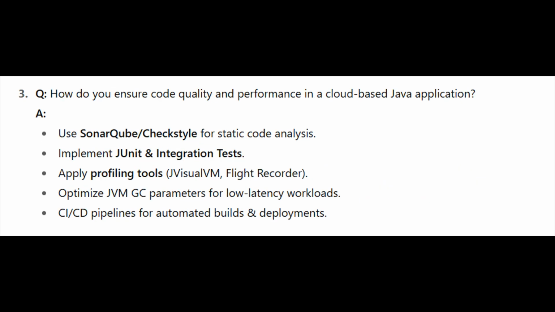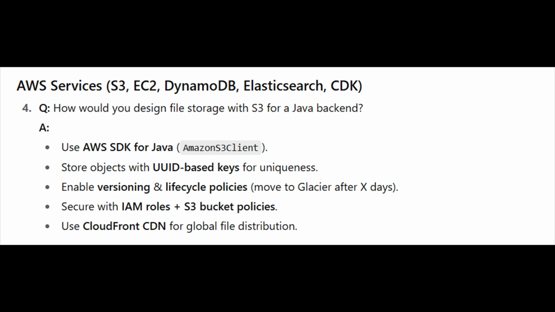How do you ensure code quality and performance in a cloud-based Java application? Use SonarQube/Checkstyle for static code analysis. Implement JUnit and integration tests. Apply profiling tools, VisualVM, Flight Recorder. Optimize JVM GC parameters for low-latency workloads. CI/CD pipelines for automated builds and deployments. AWS services: S3, EC2, DynamoDB, Elasticsearch, CDK.